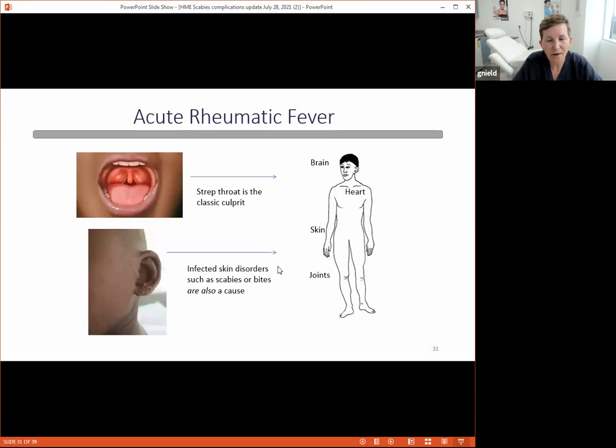So this is just a diagram to show that strep throat is the classic culprit for acute rheumatic fever, but we now know absolutely infected skin disorders such as scabies and bites are also a cause.